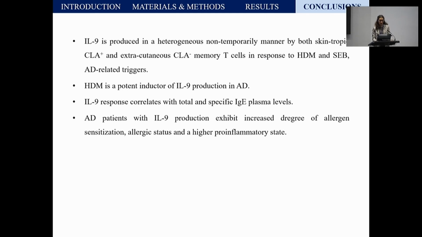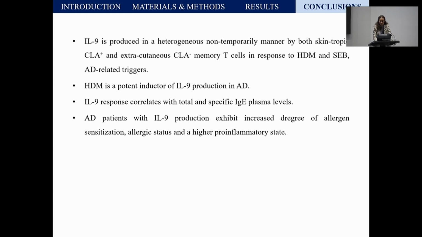So, to sum up, IL-9 is produced in a heterogeneous, non-temporally manner by skin-tropic and extracutaneous T cells in response to both house dust mite and CEP. House dust mite is a potent inductor of IL-9 production. Also, IL-9 correlates with both total and specific IgE levels. AD patients with IL-9 production exhibit increased degree of allergen sensitization, allergic status, and a higher pro-inflammatory state.